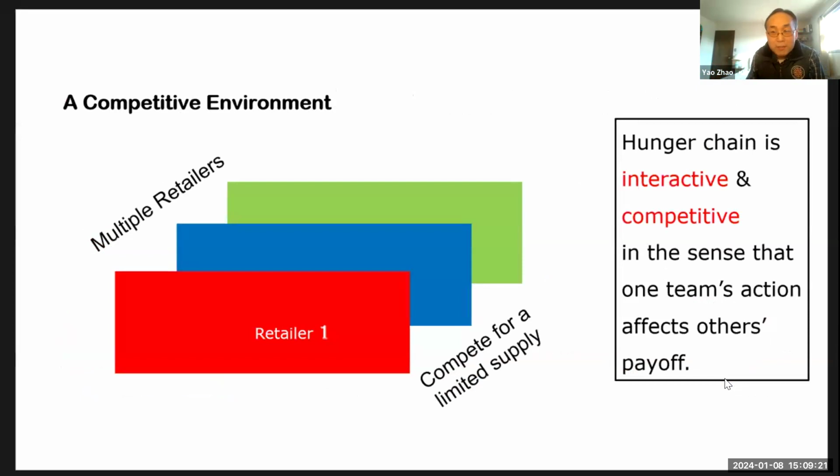So in this game, we have a competitive environment. We have multiple retailers competing for limited supply.